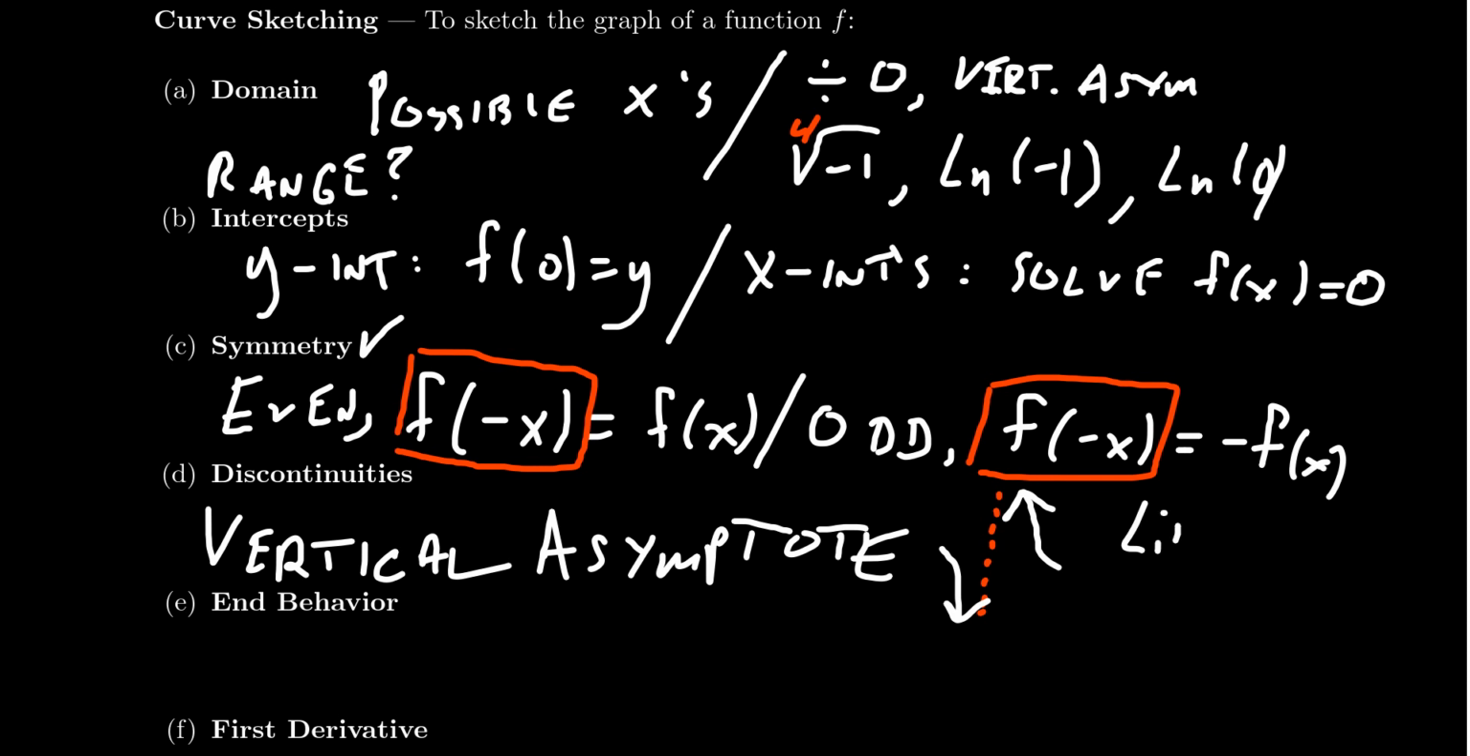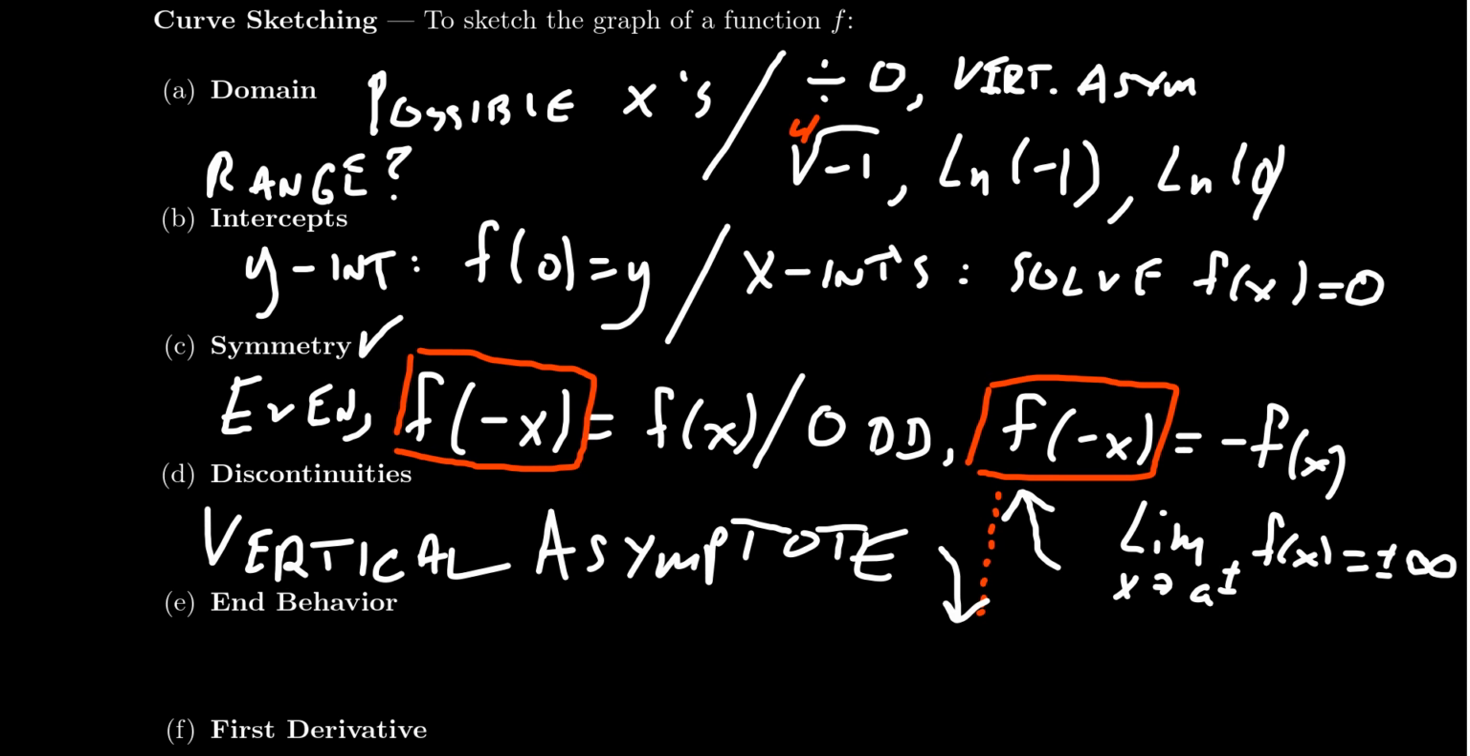So a vertical asymptote occurs whenever x approaches a from the left or right, f of x here, we get plus or minus infinity. Now, it doesn't have to be that both the left limit and the right limit are infinite, but we need something like this for a vertical asymptote to occur. And so these are the three types of discontinuities that we are looking out for. Jump discontinuities, removable discontinuities, and these vertical asymptotes.